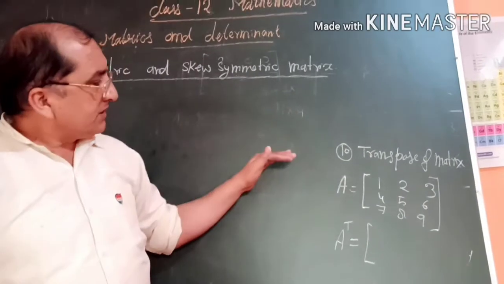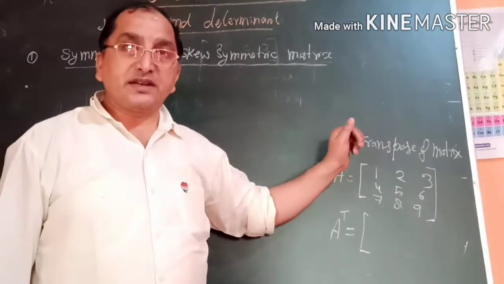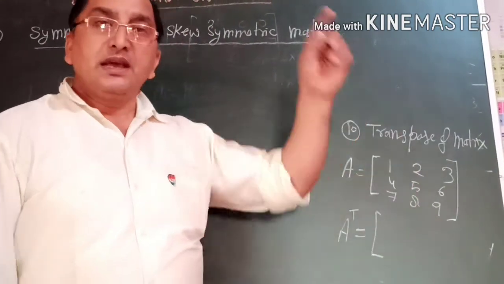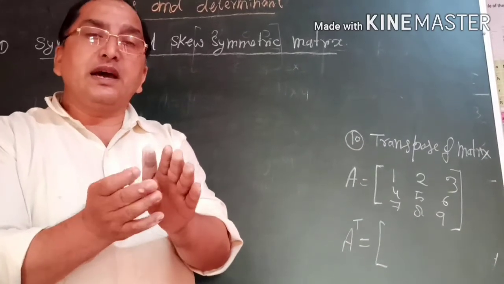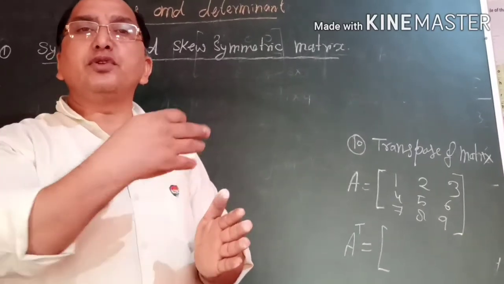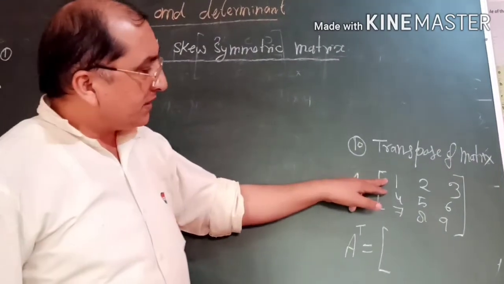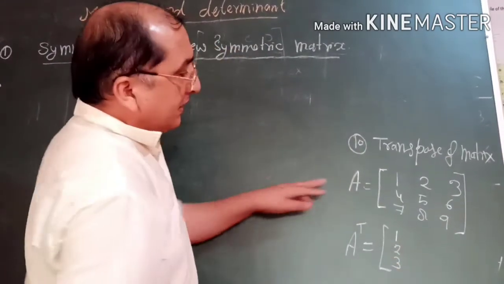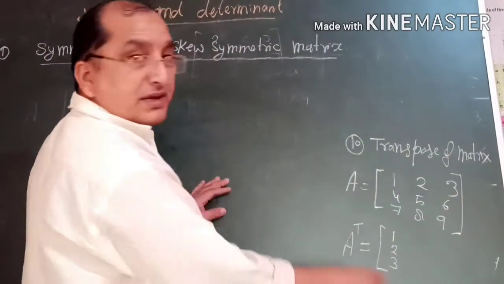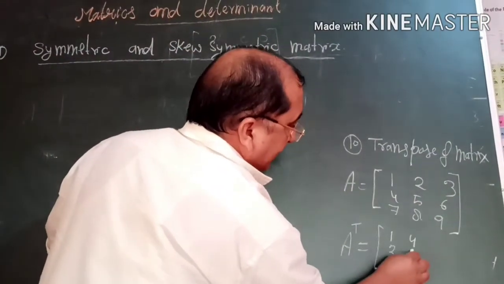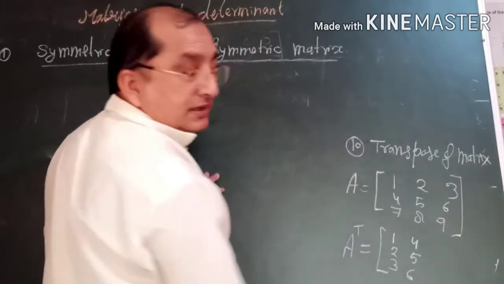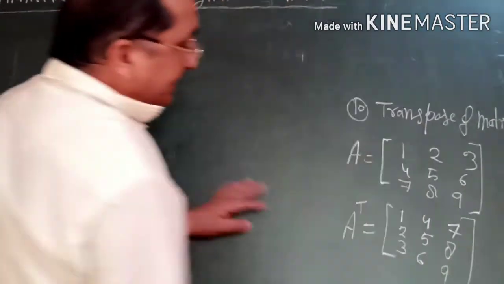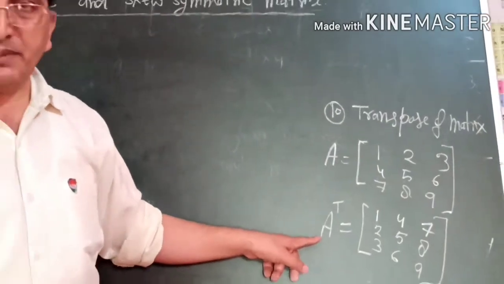Next matrix is the transpose matrix. Transpose matrix: for a matrix A equal to 1 2 3, 4 5 6, 7 8 9, if rows are converted into columns and columns are converted into rows, it is known as the transpose matrix. 1 2 3 is the first row, and we write it as a column; the second row 4 5 6 becomes the second column, and 7 8 9, the third row, is written in a column, and it is represented by A transpose. This is known as the transpose matrix.